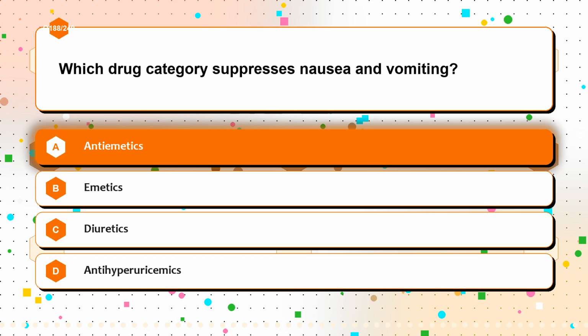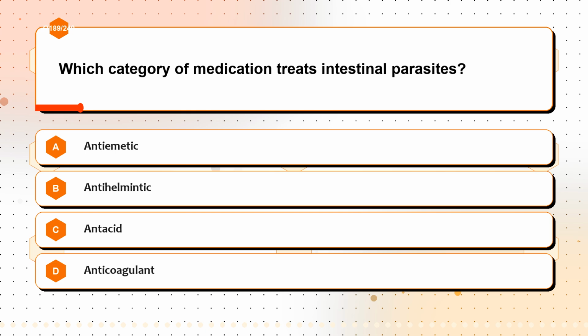The correct answer is option A, antiemetics. Question 189. Which category of medication treats intestinal parasites? Here are the options. Option A, antiemetic. Option B, antihelmintic. Option C, antacid. Option D, anticoagulant.